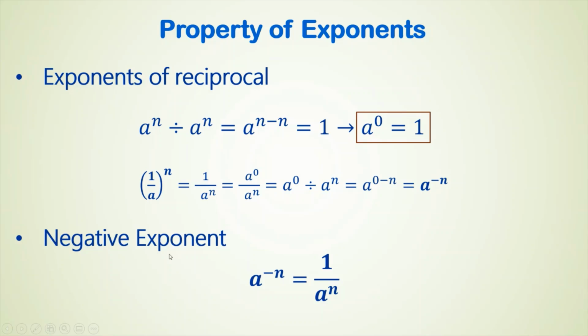Okay, so here is the negative exponent. If we have a number that's raised to a negative exponent, this is the equivalent of 1 over this number raised to the positive exponent. So a raised to the power of negative n is equal to 1 over a raised to the power of n.